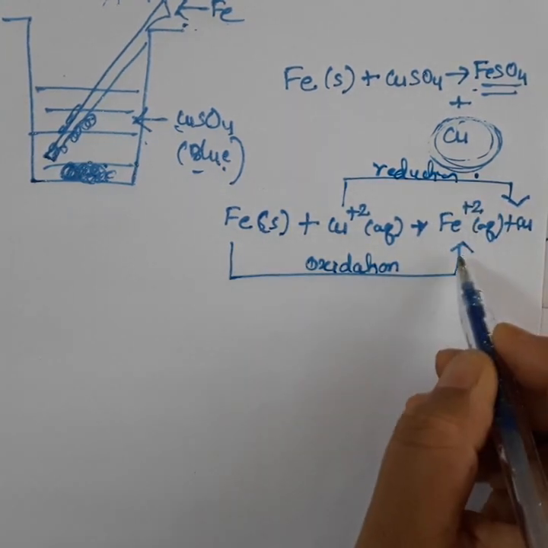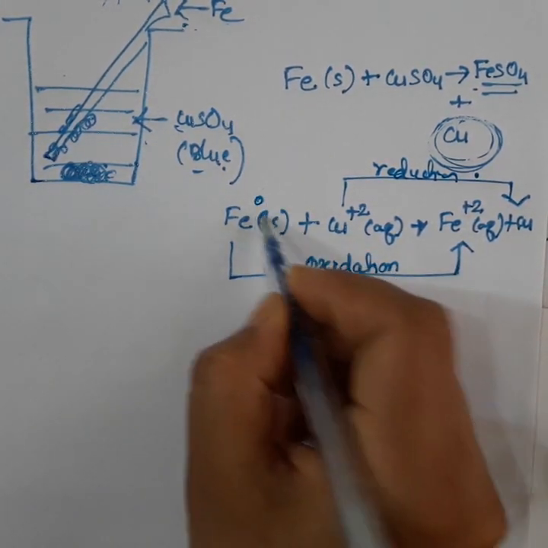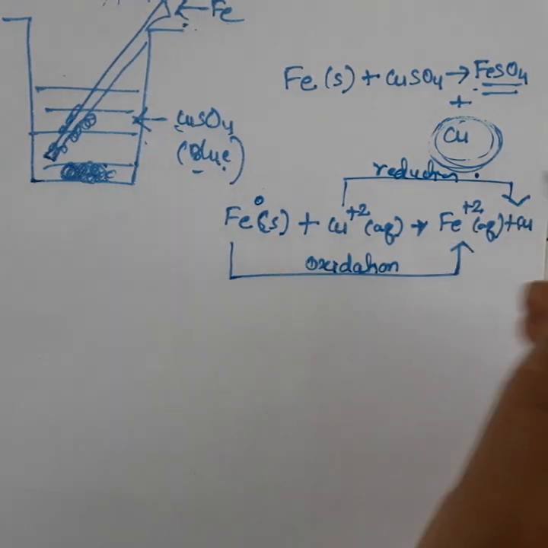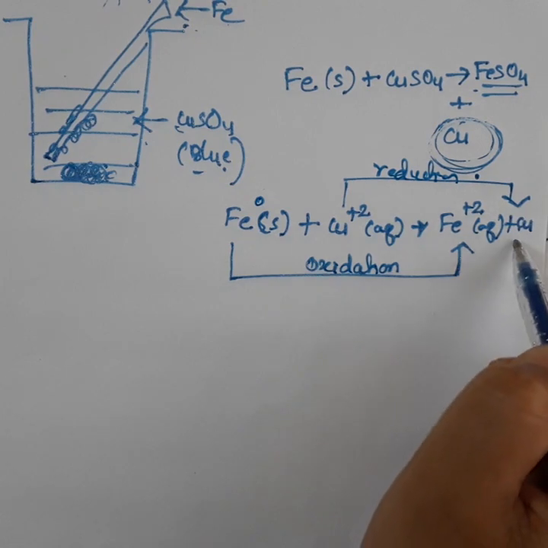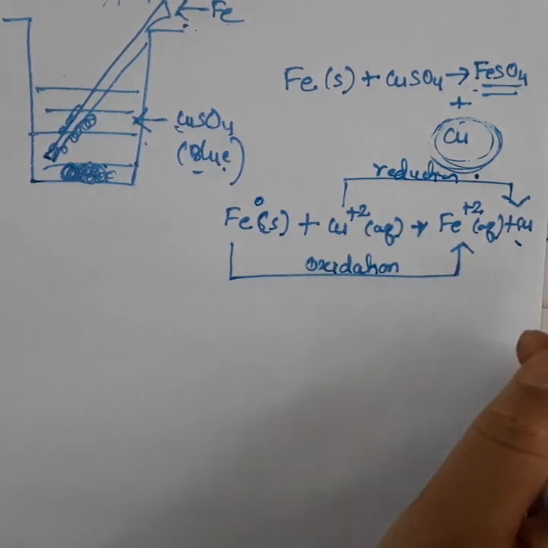So in oxidation, you know very well that the charge of the atom, ion, or any species increases, and in reduction the charge of the species decreases, right?